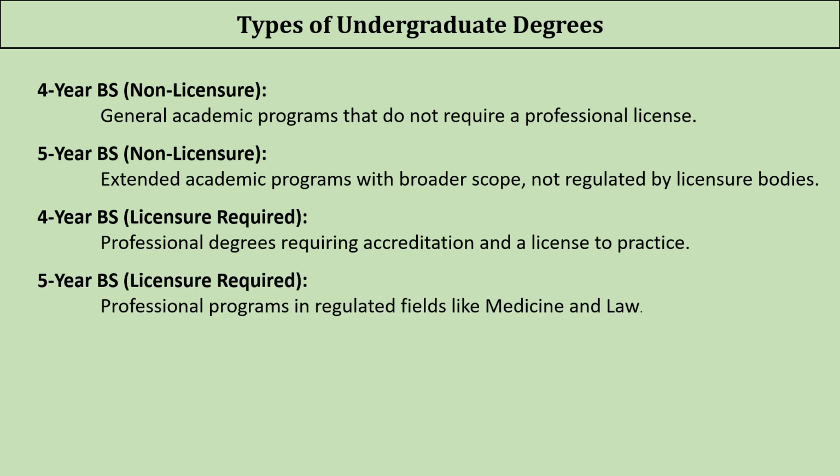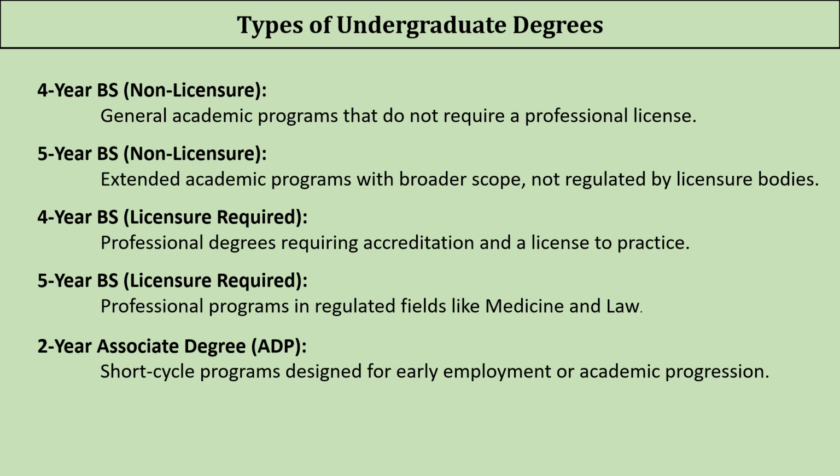5-year: these degrees are typical in highly regulated fields such as medicine, law, or veterinary sciences. They require both accreditation and licensing to ensure professional standards and public safety. 2-year associate degree, ADP: ADPs are shorter programs focused on employable skills and local market needs. Students may enter the job market directly or transition into a 4-year program by joining in the 5th semester.